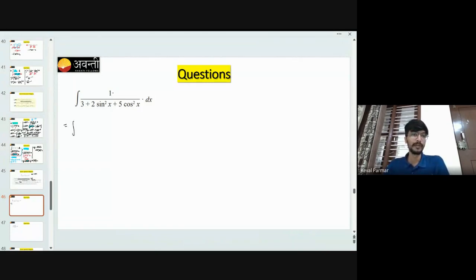So on top, if I divide by cos square x, 1 upon cos square x, I will get sec square x. Below, here I'll get 3 upon cos square x, meaning 3 sec square x, plus 2 sin square x upon cos square x, which is 2 tan square x, plus here 5 cos square x upon cos square x will get cancelled and I'll be remaining with 5. What was the step 2?